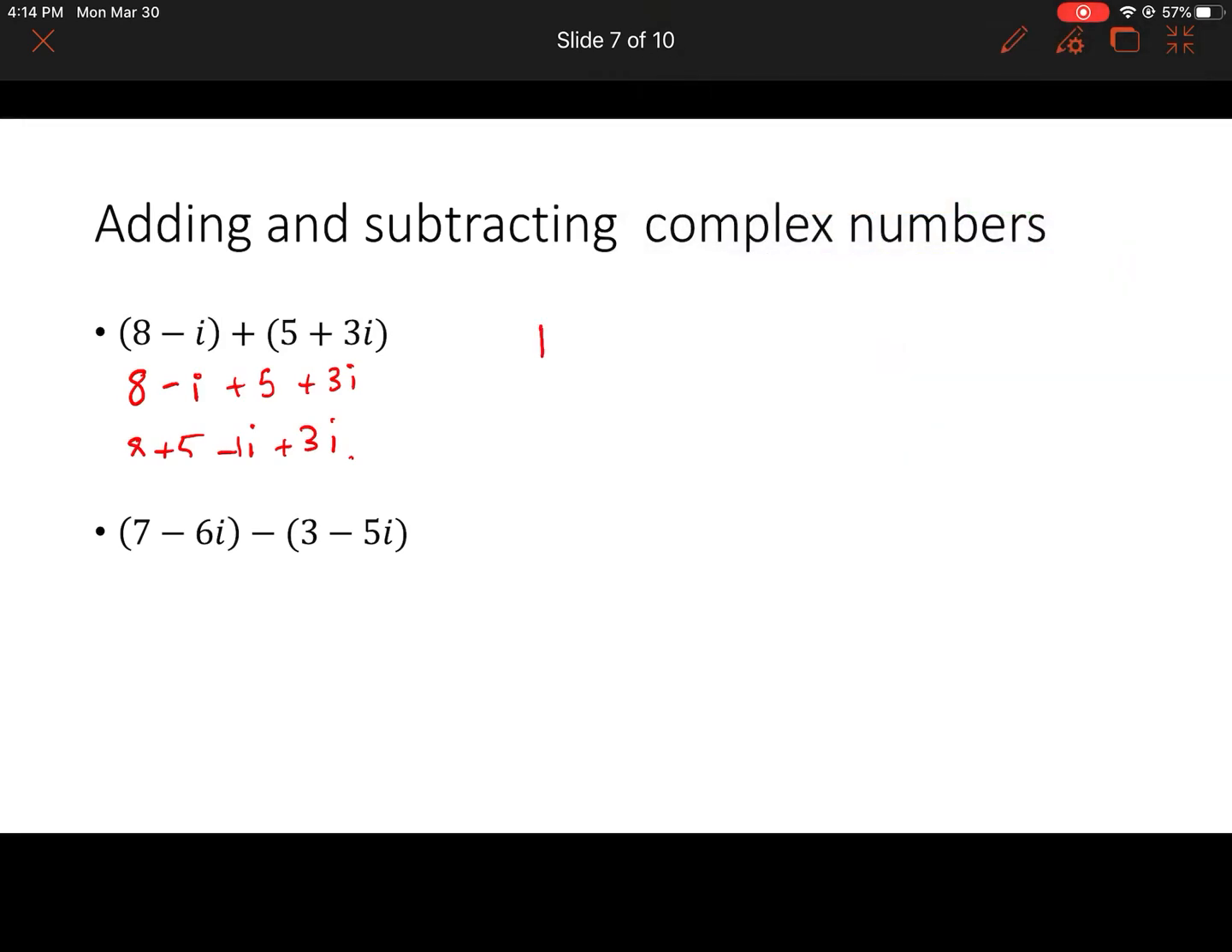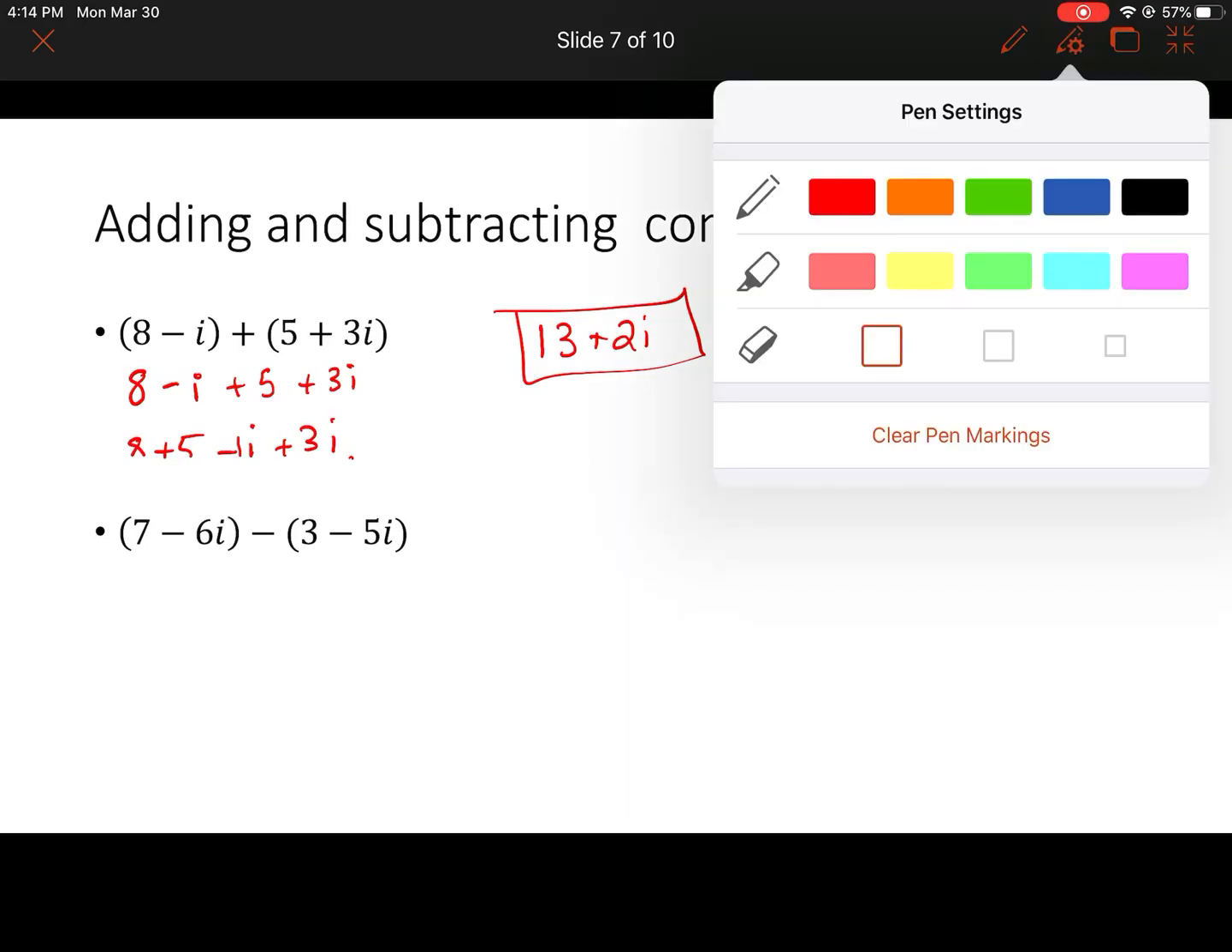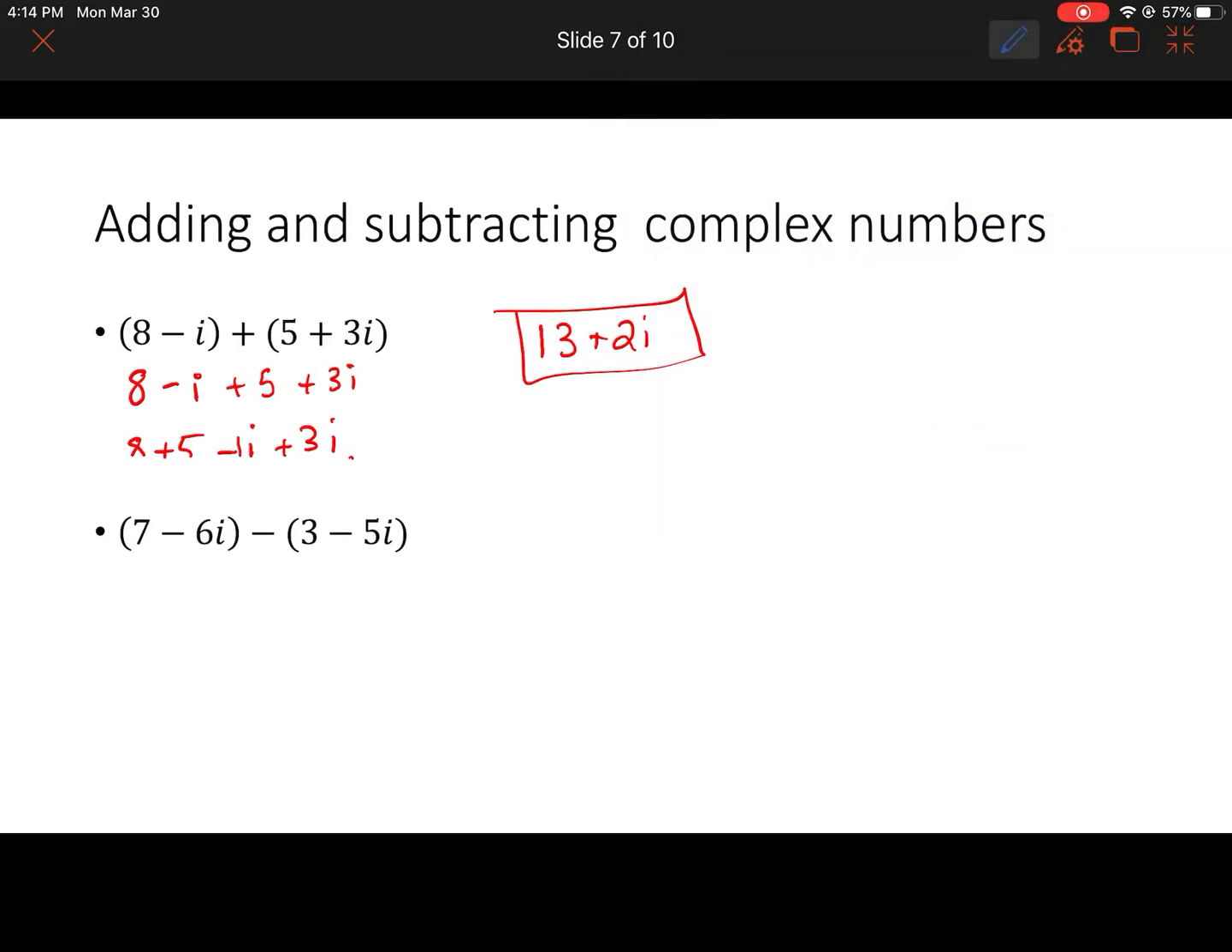I'll write it down again. What was it? 13 plus 2i. Okay, and now for the bottom one, let me change colors. Okay, so we have 7 minus 6i minus (3 minus 5i). Okay, so here we want to get rid of the parentheses again.